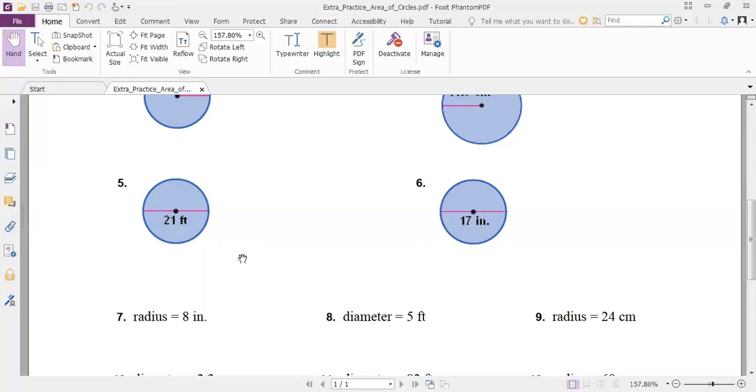Muhammad. Yes, Mr. Okay. Can you tell me, Muhammad, what we call this line segment? The diameter. If he gives me the diameter here equal to 21, how can I find the radius? Divide it by 2. 21 divided by 2 equals 10.5, right?